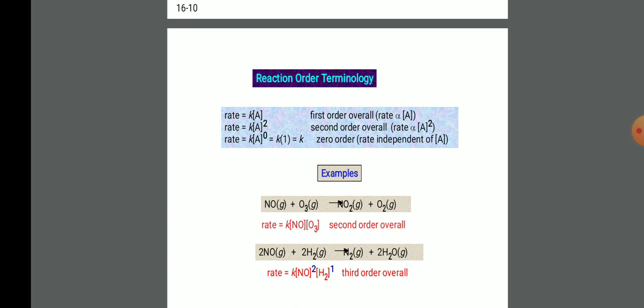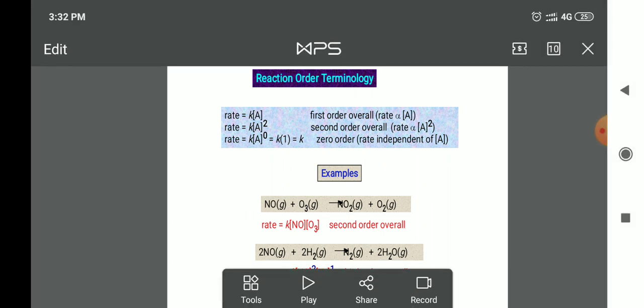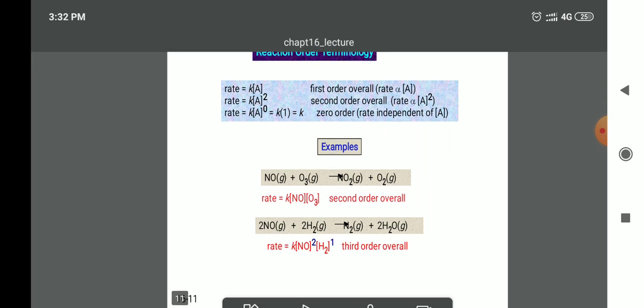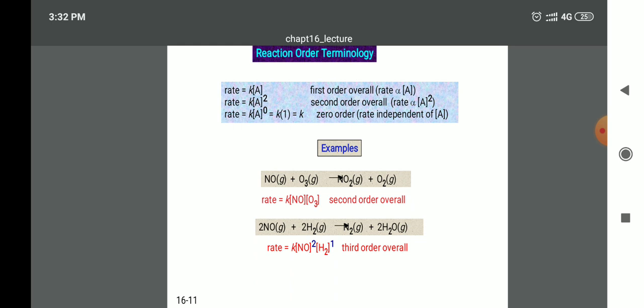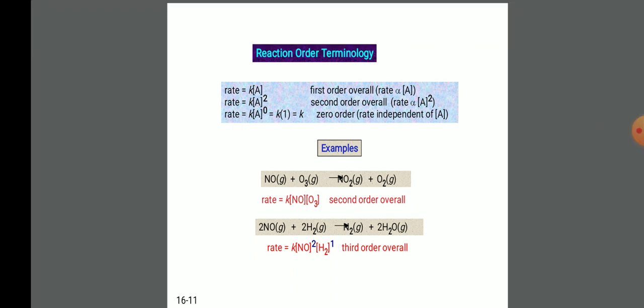Second, the rate is equal to k times the concentration of A squared. This is the second order. Overall, the rate is directly proportional to the concentration of A squared. Here the reactants are two, so it is a second order reaction. Next, the rate is equal to k times the concentration of A to the power zero, which is zero order. The rate is equal to k, and in a zero order reaction the rate is independent of the concentration of the reactant.